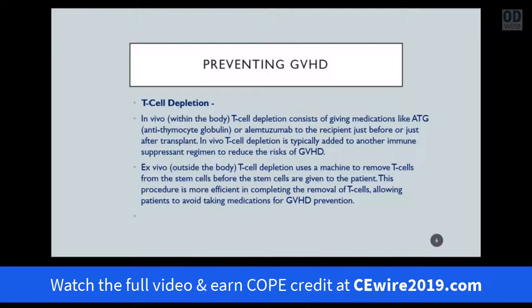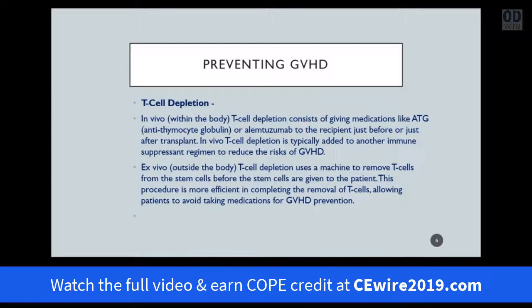Because there is a connection between donor T cells and GVHD, one option to reduce the incidence of GVHD is to remove or deplete the donor T cells to prevent them from negatively affecting patients. There are two ways to do this. There's in vivo, where the T cell depletion consists of giving medications like anti-thymocyte globulin to the recipient just before or just after transplant. In vivo T cell depletion is typically added to another immune suppressant regimen to reduce the risks for GVHD.